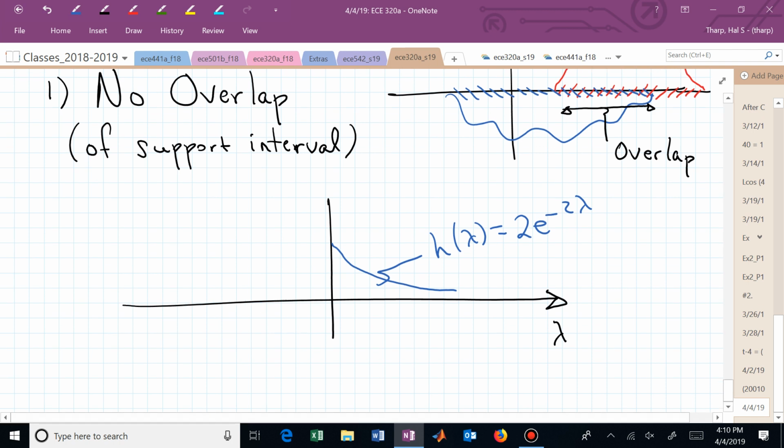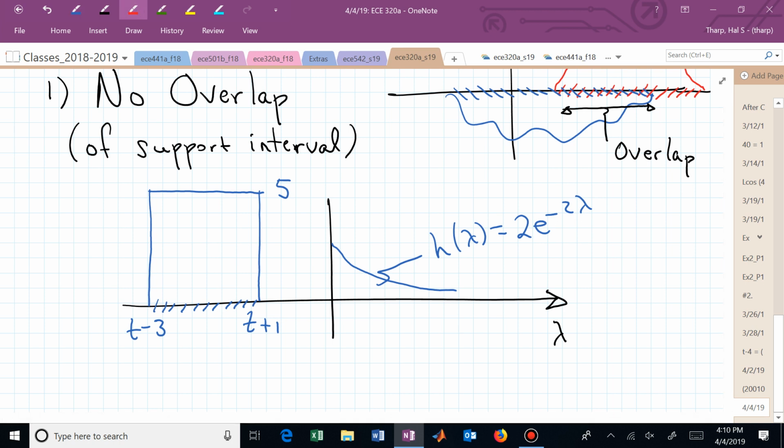Let me now write down x of t minus lambda. It was 5. This was t plus 1, and this was t minus 3. And now I have this one, maybe I should have done this one in red, but do you see that this one just keeps going and going? But now, do the intervals of support overlap?